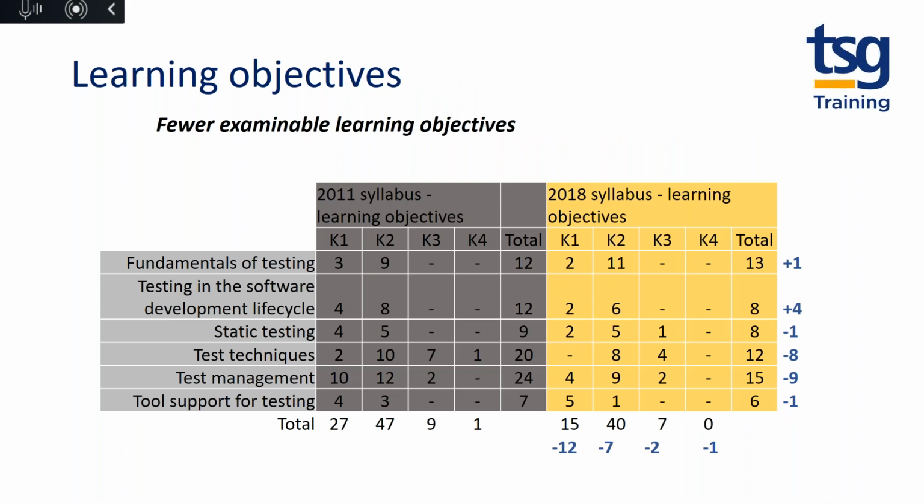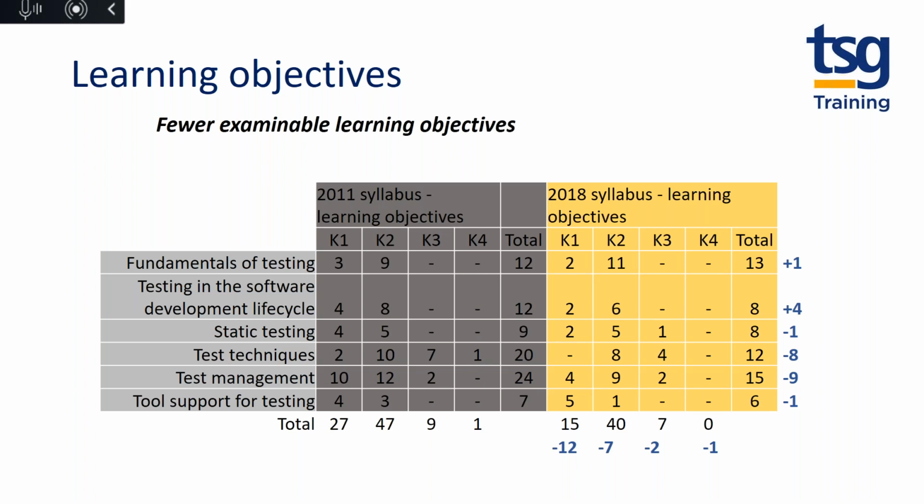The learning objectives have also changed, so there are now fewer of them. In this table, we've got a comparison of the learning objectives from the 2011 syllabus to the 2018 syllabus, and in total, 22 fewer learning objectives. If you look across the chapter headings, sections 1 and 2, fundamentals of testing and testing in the software development lifecycle, have more learning objectives. And if you notice, there's more on the K2 side.